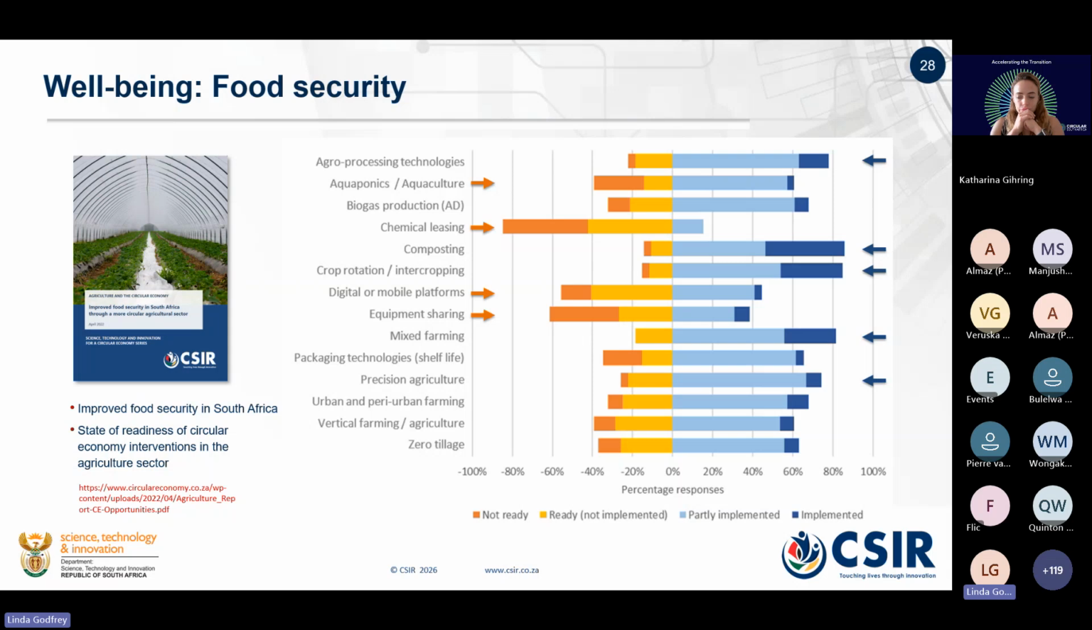Similarly, within agriculture, what are we talking about when we talk circular economy in agriculture? It's not only composting of organic waste, but it's things like zero tillage, things like biogas production. How do we use digital or mobile platforms? And equally there, you can see with the blue arrows, we already have a very high level of readiness and implementation. So precision agriculture, for example, mixed farming, crop rotation or intercropping. Whereas others like equipment sharing, if people can't afford a tractor, there's a wonderful example elsewhere in Africa where you can hire a tractor as a farmer almost as you would hire a ride share like an Uber. So things like equipment sharing or digital platforms, a lower level of readiness for implementation.